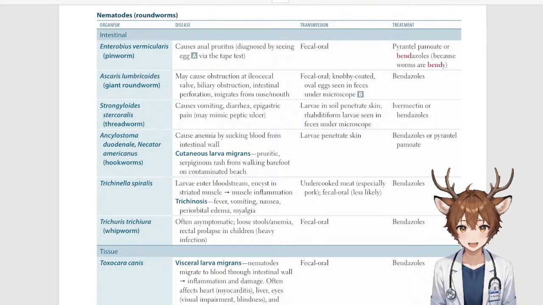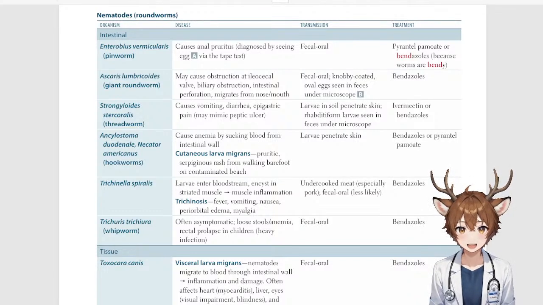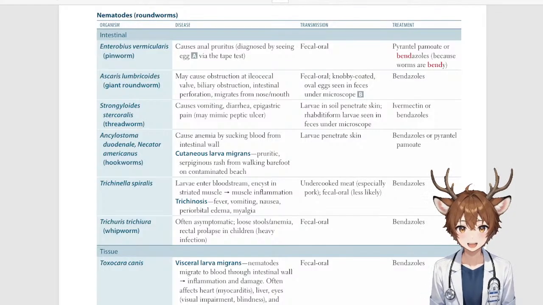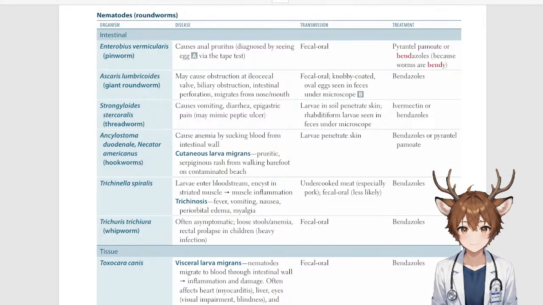We're a serpiginous rash. So how do you get the Ancylostoma species? Larvae penetrate skin from walking barefoot on contaminated beach or soil. You treat with benzimidazoles or pyrantel pamoate.